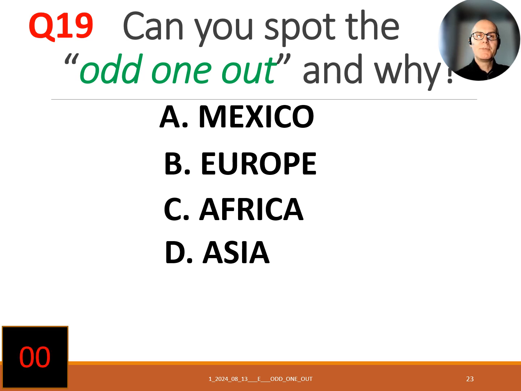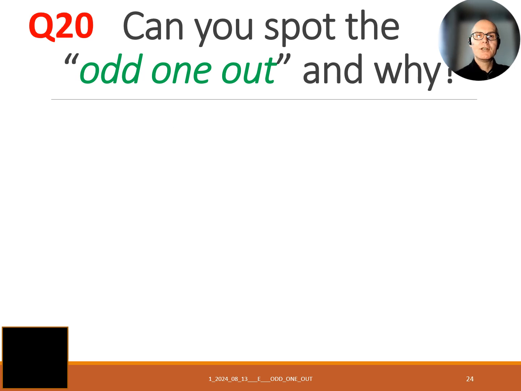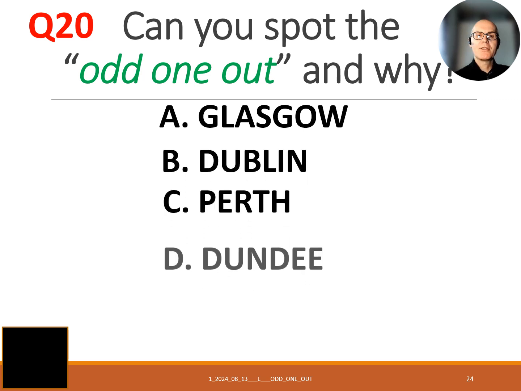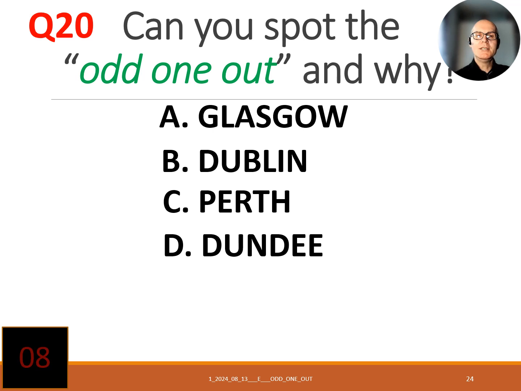That was your penultimate question. Here's your final question. A. Glasgow. B. Dublin. C. Perth. D. Dundee. What's the odd one out from these 4 cities and why?